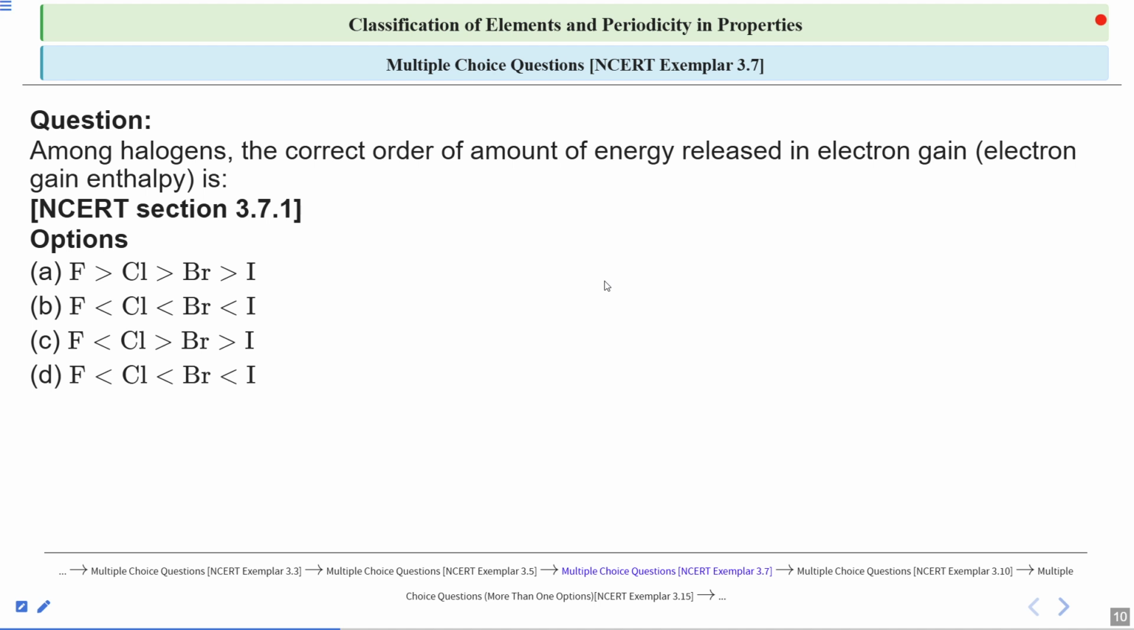Now moving on to the next question. Among halogens, the correct order of the amount of energy released in electron gain enthalpy is. So 4 options are given here. Now remember, you have to arrange them in the increasing or decreasing order of amount of energy released, right? So that is the question. Your time to solve this question starts now. Again, remember, this is an exception question.